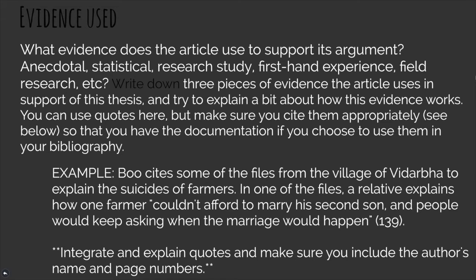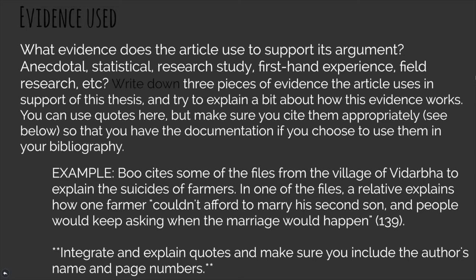So here's an example. This is from a novel we worked with 2 years ago here at Marymount, but it will do in terms of an example for us. Boo cites some of the files from the village of Vidarva to explain the suicides of farmers. In one of the files, a relative explains how one farmer couldn't afford to marry his second son, and people would keep asking when the marriage would happen. So you can see how there is a quote used here.